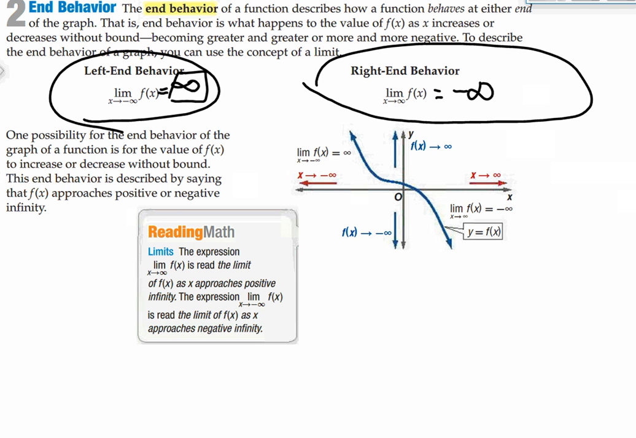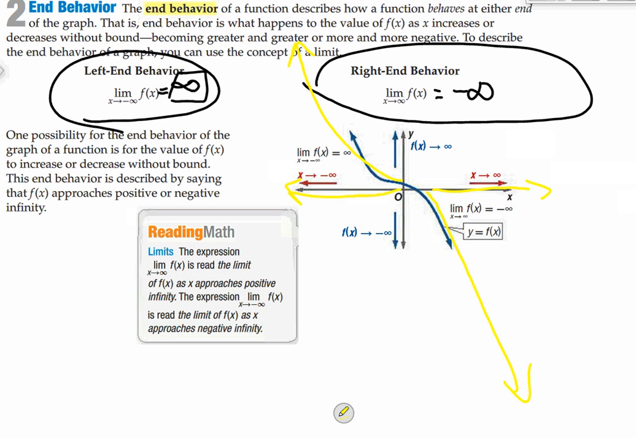Okay, just a reminder that we've looked at end behavior, and we're looking at what happens from the left end and from the right end, or at the left and right end. And so as x goes to negative infinity, what happens to f of x or y? In this case, it's going to positive infinity. As x goes to positive infinity, in this case, f of x is going to negative infinity.